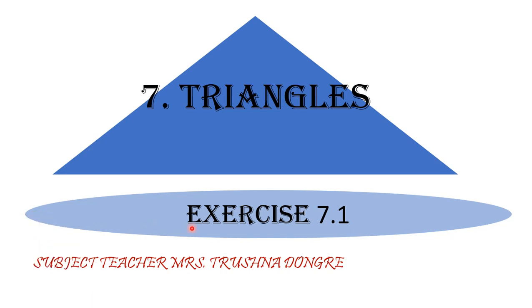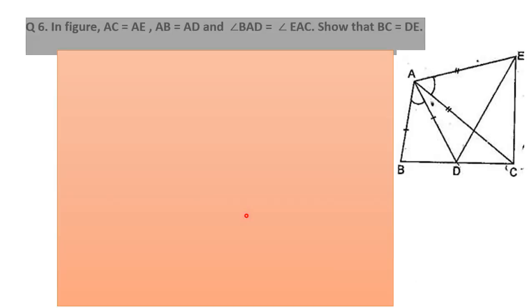So let's start exercise 7.1, some problems of chapter number 7, triangles. So here are the questions. Question number 6 of this exercise says, in the given figure AC is equal to AE, AB is equal to AD, and angle BAD is equal to angle EAC. Show that BC is equal to DE.